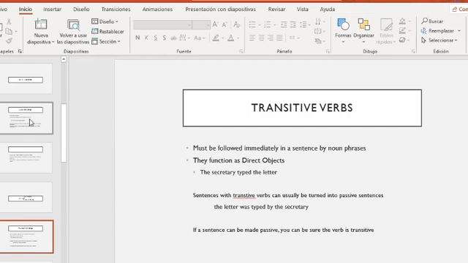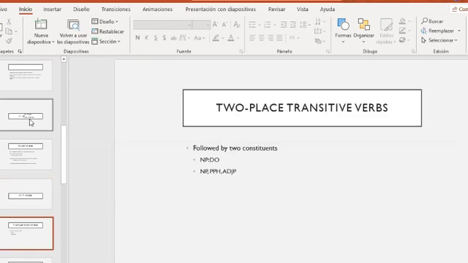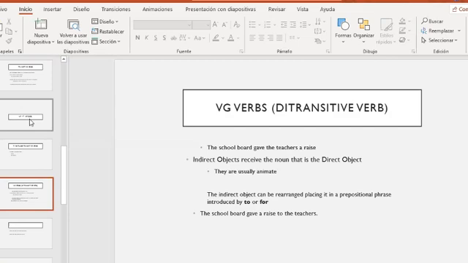But then here we have the transitive verbs. So this is the first formula. Perfect. No problem with the first formula. Now we go to the 2-place transitive. Here is when we start having problems with the VG. And then I told you, in fact, this is a ditransitive verb, but not the 2.